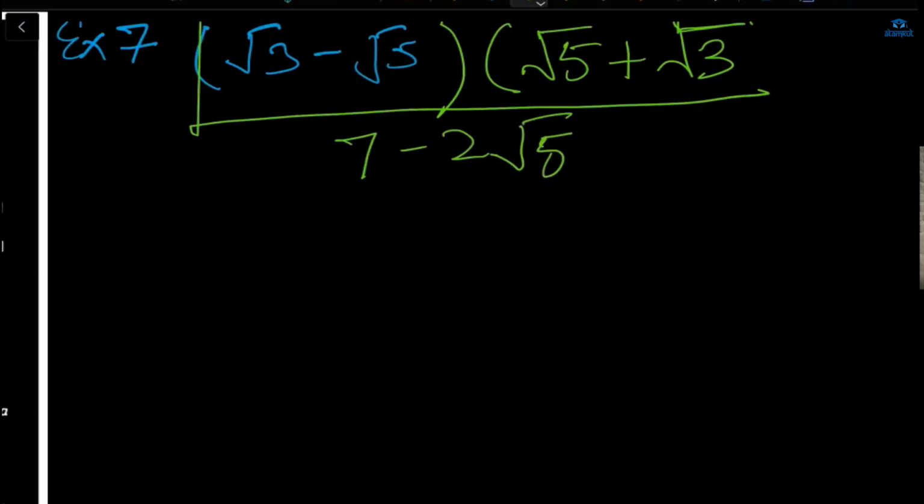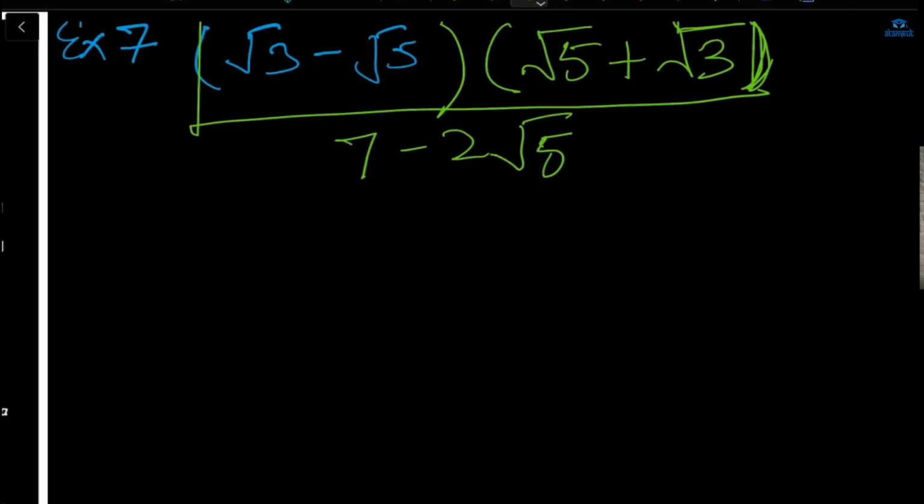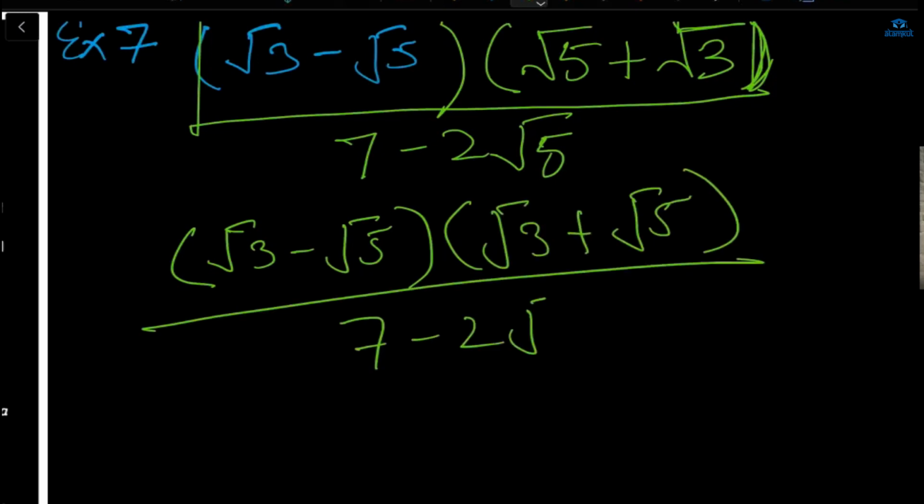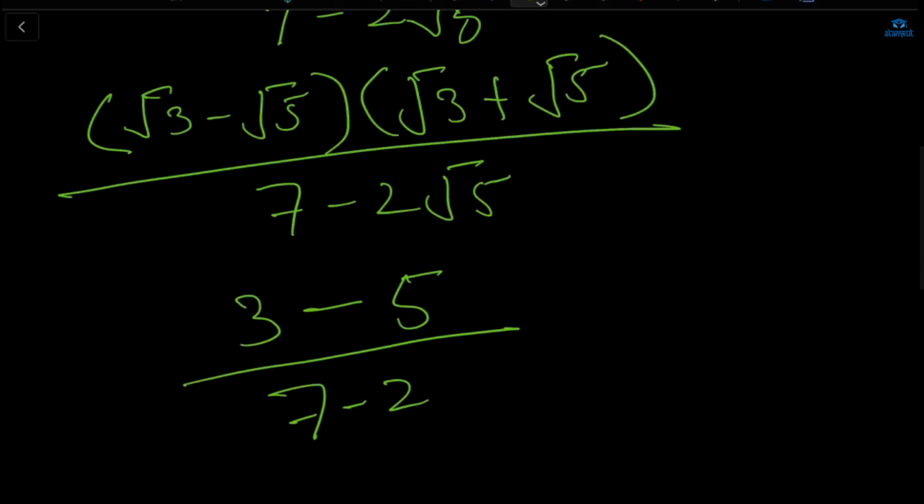If you carefully see the numerator value, it is root 3 minus root 5, and on the left side where it is written root 5 plus root 3, you can rearrange it as root 3 plus root 5. So here you can apply the formula a square minus b square. So it will be 3 minus 5 over 7 minus 2 root 5. So here you will get minus 2 by 7 minus 2 root 5.